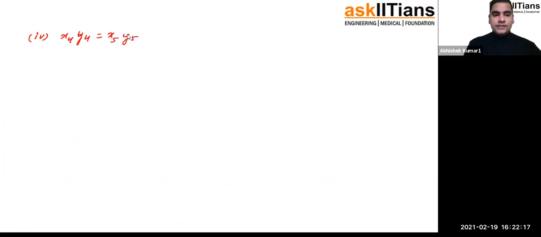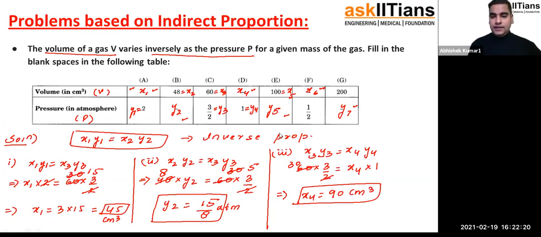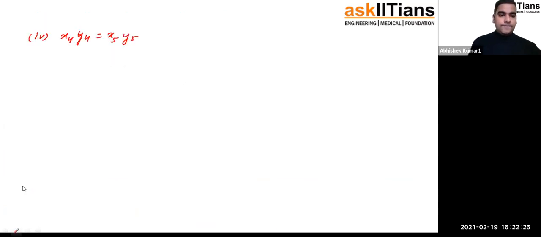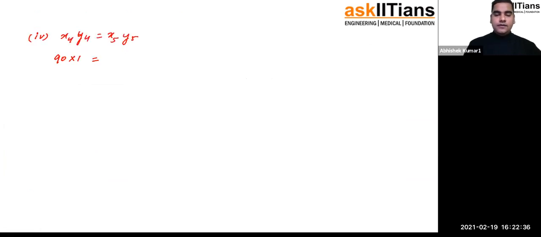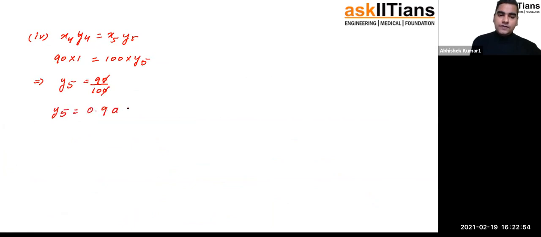Okay, let us see what is x4 y4. X4 is 90, y4 is 1. So 90 into 1 is equal to x5 y5. X5 is 100, y5 we don't know. So 100 into y5. Okay, so what will you get? You will be getting y5 is equal to 90 over 100. You can cancel this 0 by 0. So you will get y5 is equal to 0.9 atm, that is atmospheric.